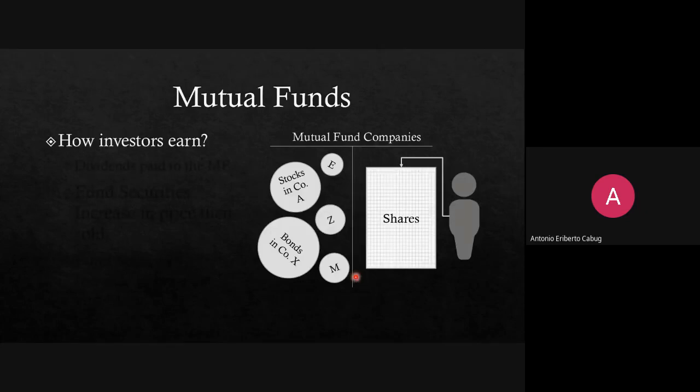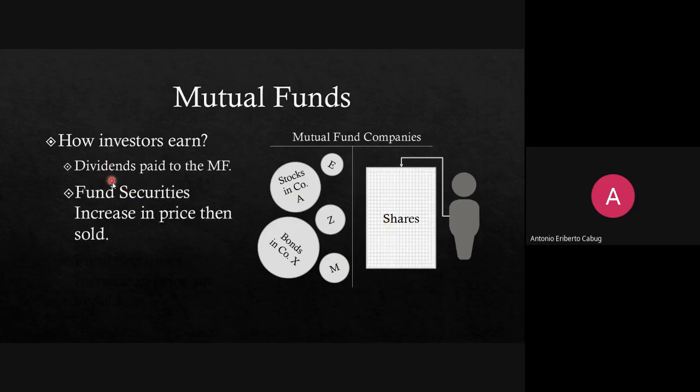Okay, now let me proceed to the continuation of our discussion. How do investors earn? Investors earn this way. Dividends can be paid to the mutual fund. So may hawak na stock ni company A, bonds ni company X, yung mutual fund company. It can be that dividends are paid to the mutual fund. Binabayaran ng dividends, or in the case of bonds, interest to the mutual fund. The value of the mutual fund company will go up, and then naturally what follows will be the shares. The NAV PS will also go up.